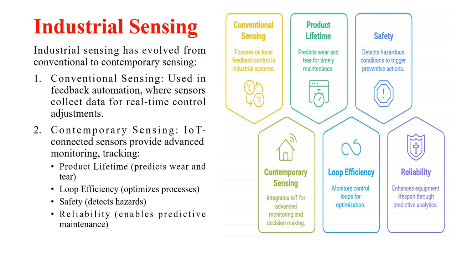The second type of sensing is contemporary sensing, where the sensors are connected to the internet, that is the IoT based sensing, enabling remote monitoring and data driven decision making. These sensors can measure and analyze various aspects of industrial systems such as product lifetime, which predicts wear and tear, ensuring timely maintenance, and loop efficiency, which monitors the control loops for energy and process optimization.